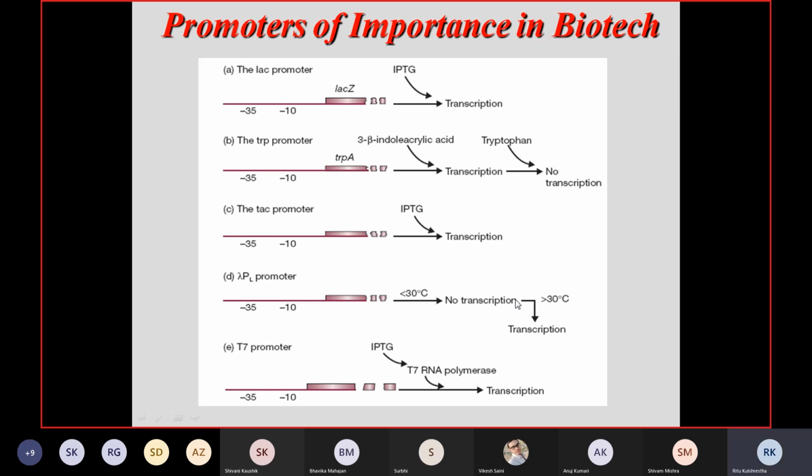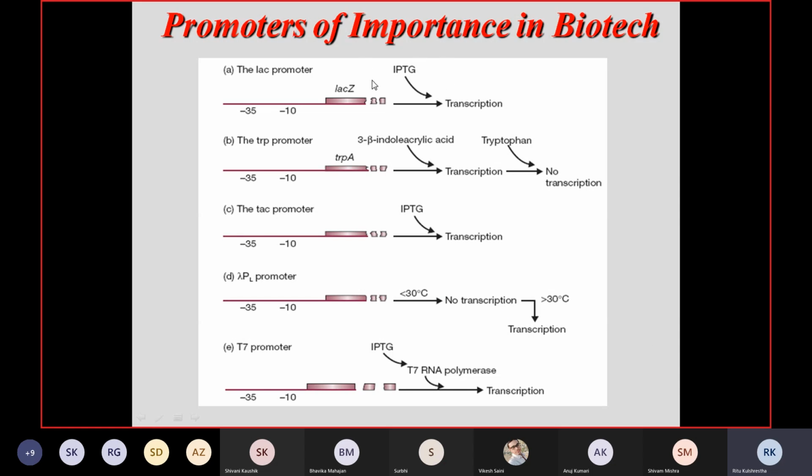Now, if I transfer my bacterial cell to higher temperature, more than 30 degree, then what will happen? Even though the CI protein will be made, it will be degraded because it is temperature sensitive. So if CI is not there, it will not go and bind to this promoter, and as a result, we will have high expression from this promoter. Otherwise, it's a very strong promoter, but it can be regulated by this temperature difference.